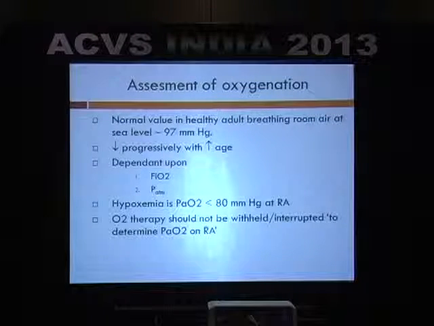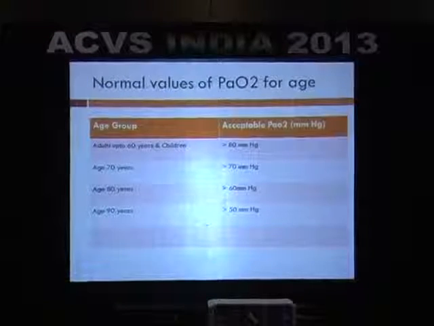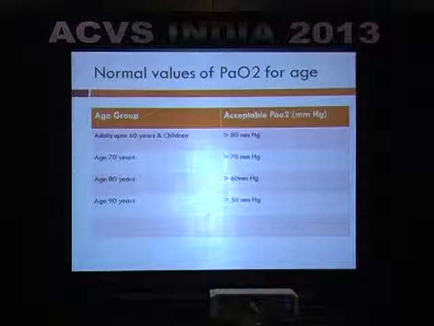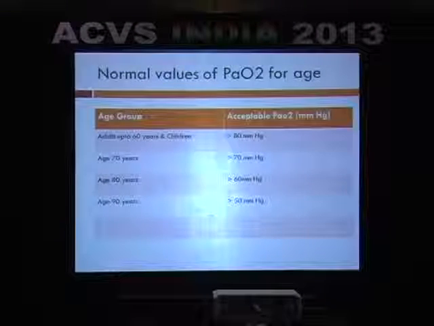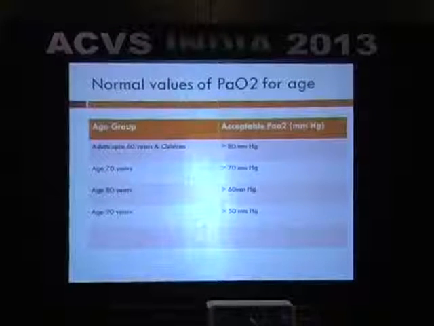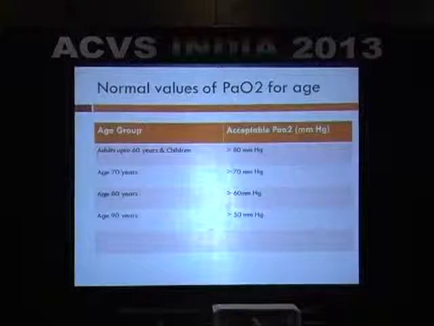And I'll skip this slide. This is regarding the assessment of oxygenation. The normal values of PaO2 are more than 80 mmHg, and at 60 years of age, usually you have a PaO2 of 80 mmHg. And with each increasing year, the PaO2 decreases by 1 mmHg. So at 70 years, it is 70, 80 years, 60, and 90, it is 50.